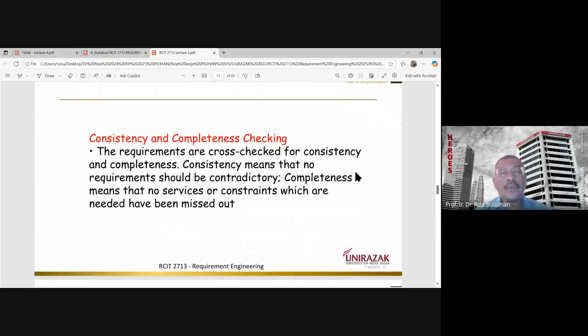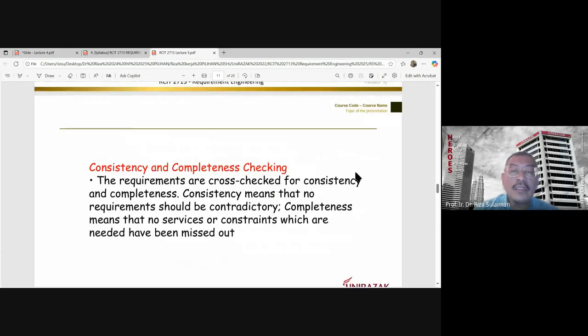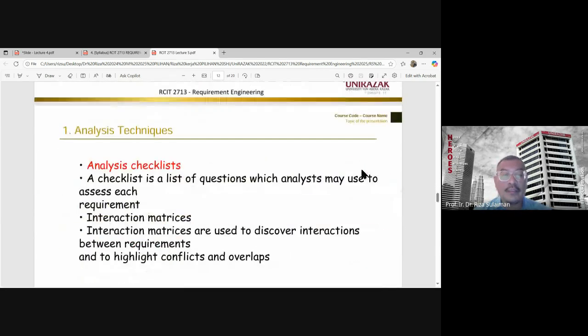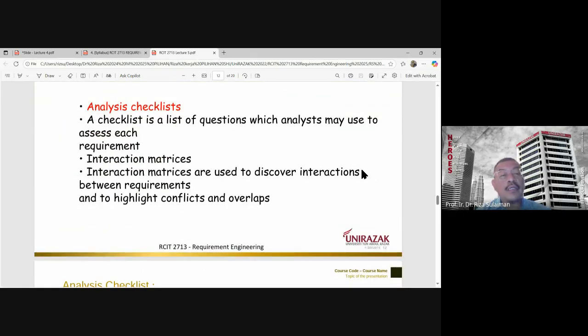So for the consistency and completeness checking, the requirements are cross-checked for consistency and completeness. Consistency means that no requirement should be contradictory. Completeness means that no service or constraint which is needed has been missed out. So we must make sure that it's complete. And usually we have a checklist, what we call the analysis checklist. Okay, there is a video on this which I've given to you. Have a look at this.